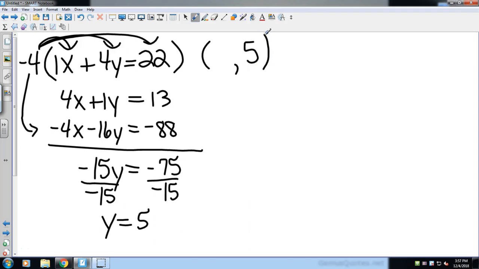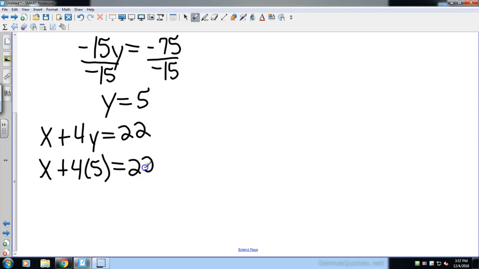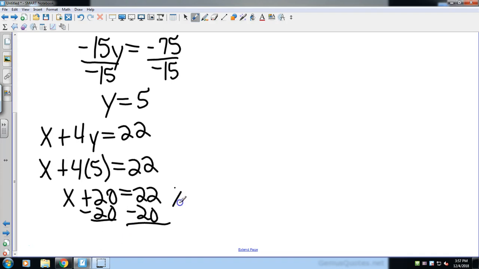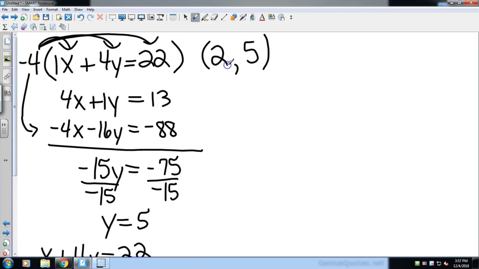So now I sub it back in. Again, I can take any equation. I'm going to go to the original equations, and I'm going to choose x plus 4y equals 22. Everywhere I see y, I'm going to replace it with 5. That gives me x plus 20 equals 22. Subtract 20 from both sides, and x equals 2. So my coordinate of my answer is 2, 5.